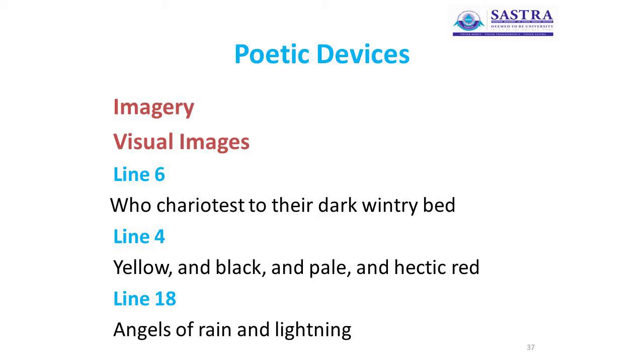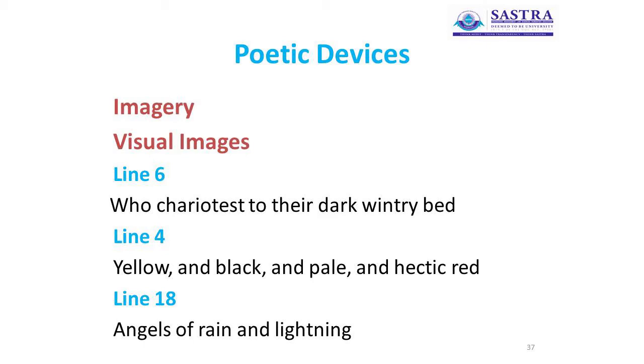Then the colors of the leaves which he says, "yellow and black and pale and hectic red." So, we can see the various colors in our own mind's eye. And then of course, he says "angels of rain and lightning," like angels have wings. These clouds are flying and they are actually bringing the rain and lightning. Now, these I can call to be visual imageries.